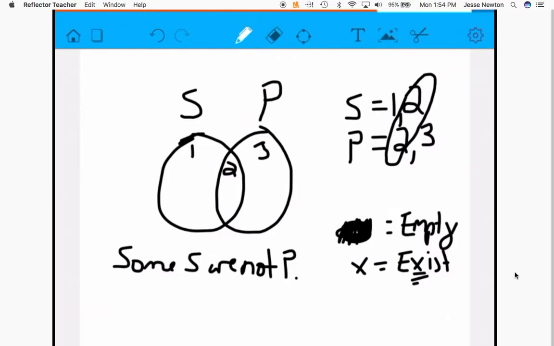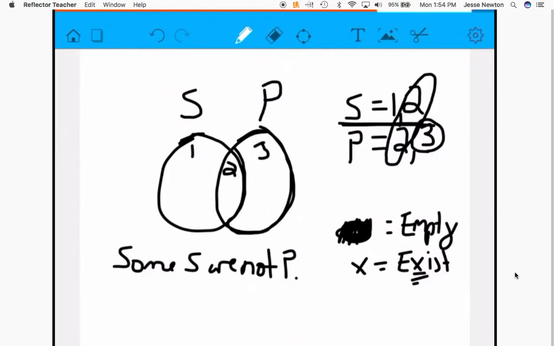Now, we don't need to say anything about region 3 over here because it's not possible, even logically speaking, for S to exist in region 3. Why is it not possible for S to exist in this region right here, region 3? Well, because S, by definition, is 1 and 2. So if we're saying some S are P or all S are P or whatever, we never need to say anything about region 3 because region 3 is just beyond the purview of S. S is always going to be limited to 1 and 2.